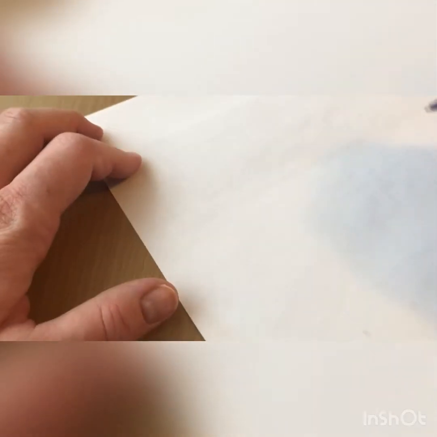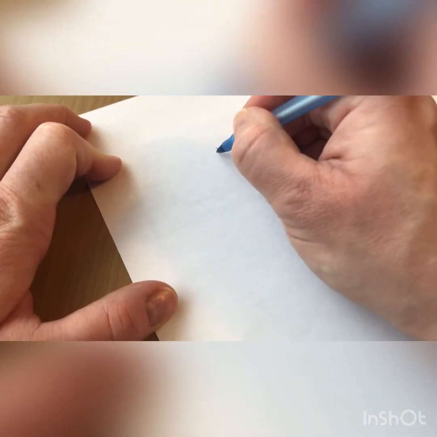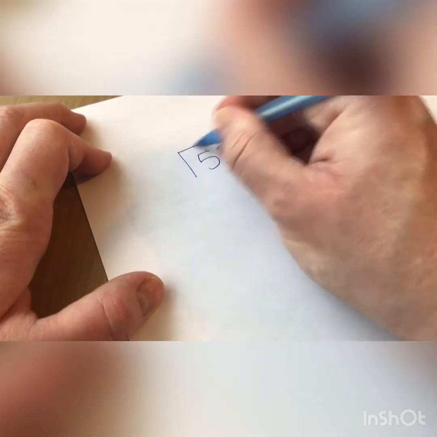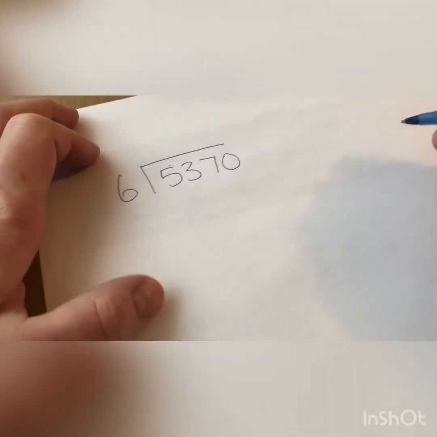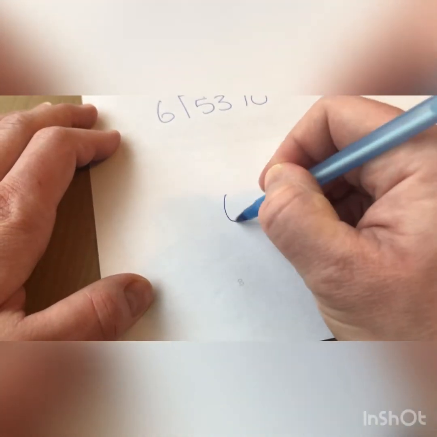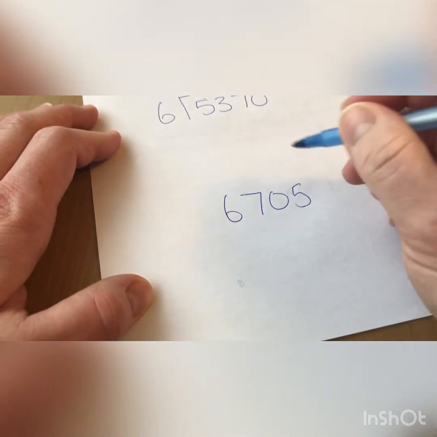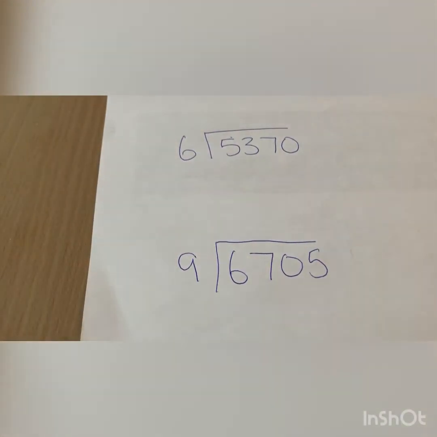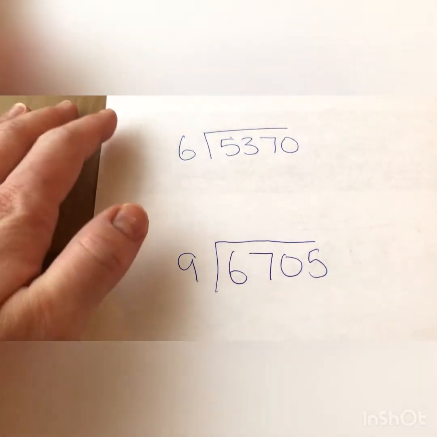And then finally, I'm just going to turn my page over. The last bit of practice, I'm just going to write it down here because I didn't print out, is 5,370 divided by 6. And we have 6,705 divided by 9. Now, if you want to pause the video here and see how you get on with those two yourselves, you can do that. Or you can do it along with me. So press pause now. And once you've finished, let's have a look together.